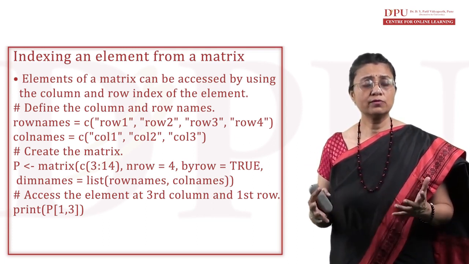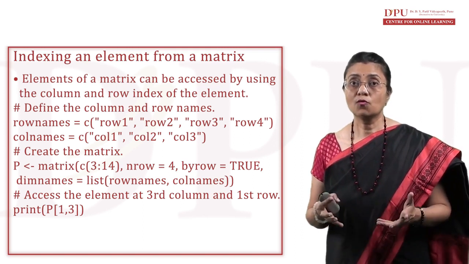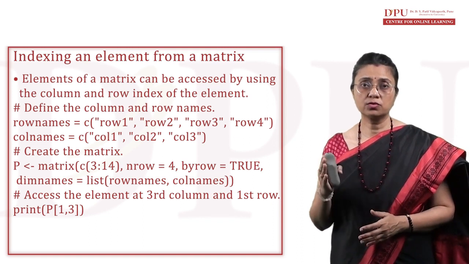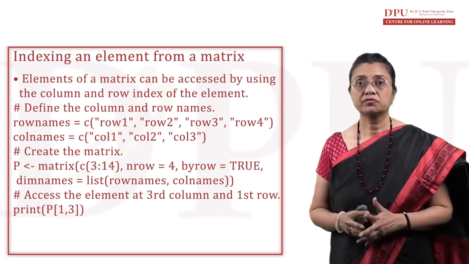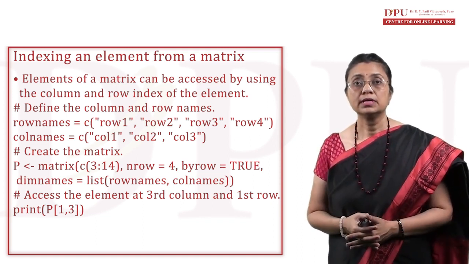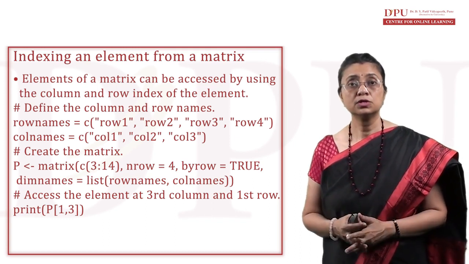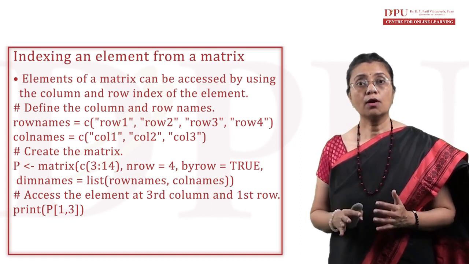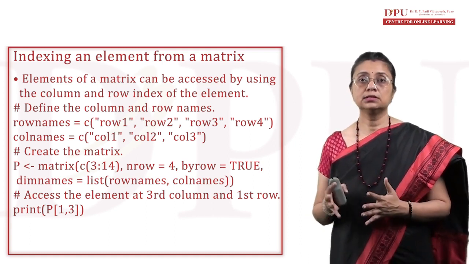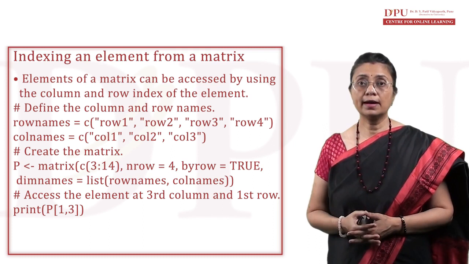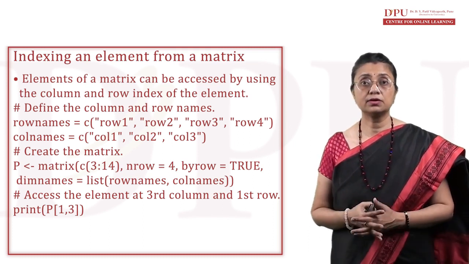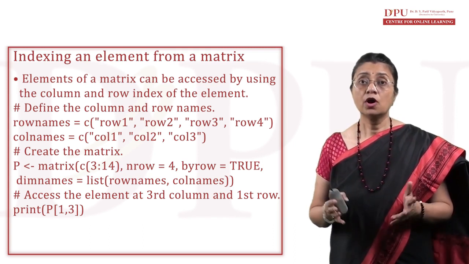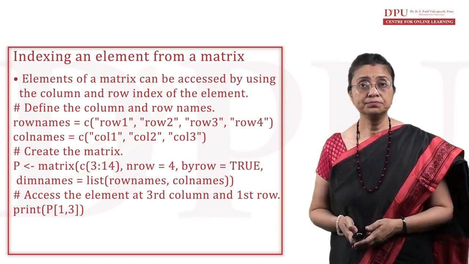Now, likewise, suppose I want to access only the second row. What will I do? I will write print P and only the second row, comma, no column number, which means access only the second row. And likewise, only the third column. There I will write print P and square brackets, comma, 3, which means only the third column. So that is how I am accessing either a particular column of the entire matrix, or a particular row of the entire matrix, or maybe a particular element of the matrix.